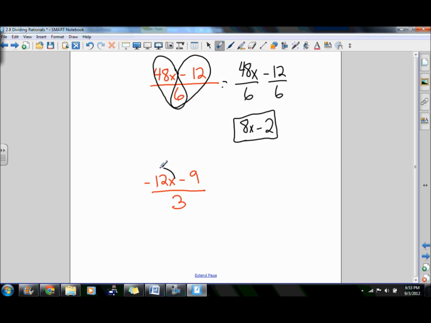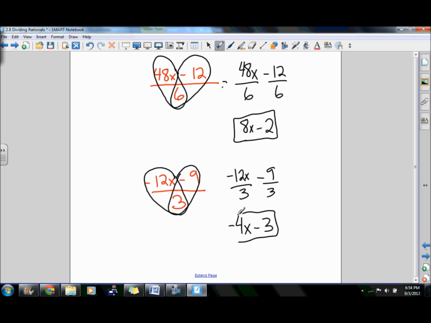Down here on the bottom, same thing. This one's not going to be very good. Okay, there's the heart. And the second part of the heart, not horrible, but not great. So I get negative 12x divided by 3, and I get negative 9 divided by 3. Negative 12x divided by 3 is negative 4x. Negative 9 divided by 3 is negative 3. And done.